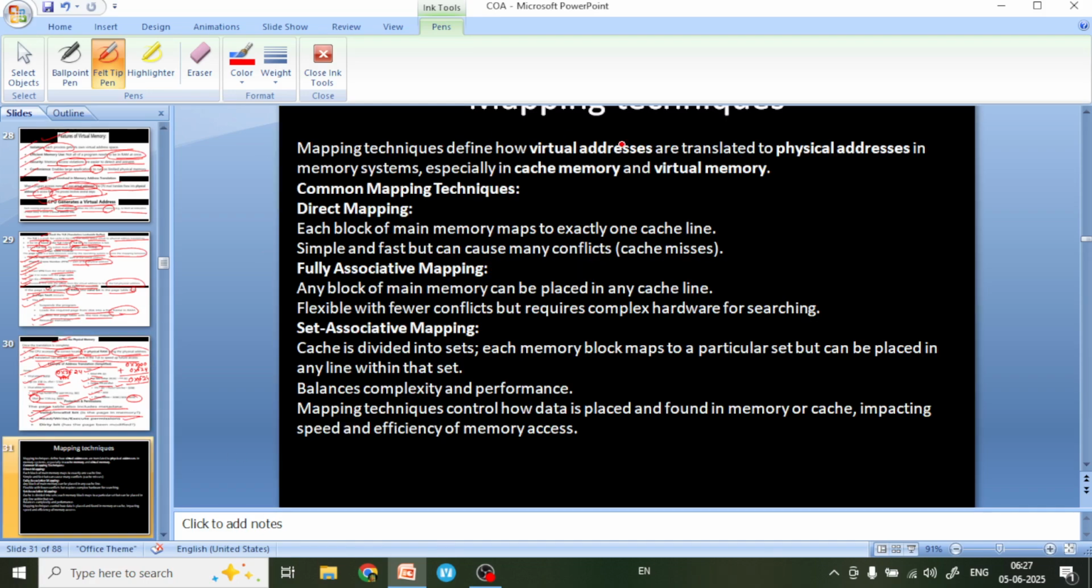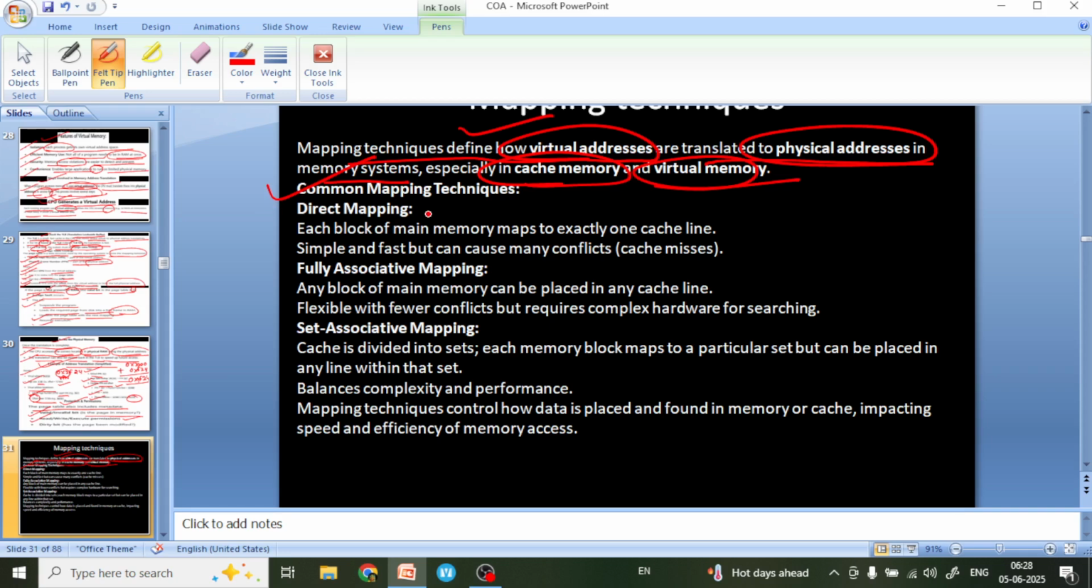Now the next topic is mapping techniques. Mapping techniques define how virtual addresses are translated to physical addresses in a memory system, especially in cache memory and virtual memory. There are common mapping techniques. First is direct mapping. In direct mapping, each block of main memory maps to exactly one cache line. It is simple and fast, but can cause many conflicts and cache misses.